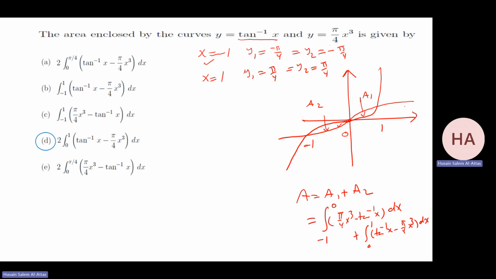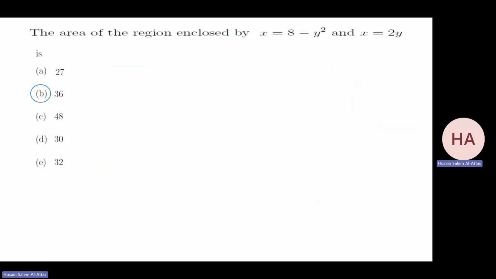But I don't have that answer. This is wrong. -1 to 1, no, it's not correct. The same thing, this one is wrong. This one is the accepted one. Why? Because the two areas are the same, A1 is equal to A2. So he said, make it 2 of this or 2 of this. This is the way he wrote it. So sometimes you need to be careful how he writes the answer.